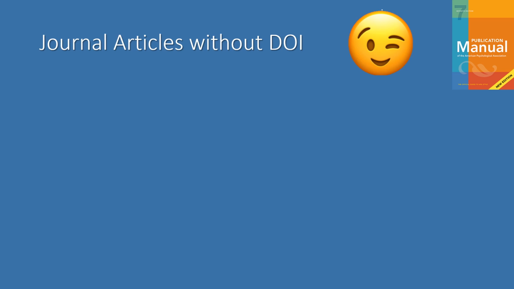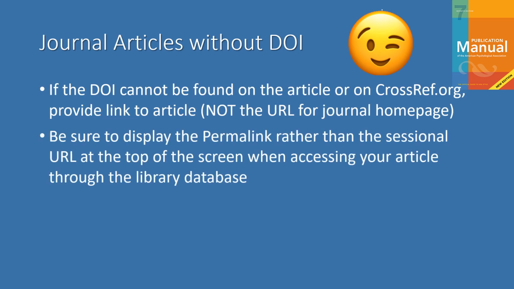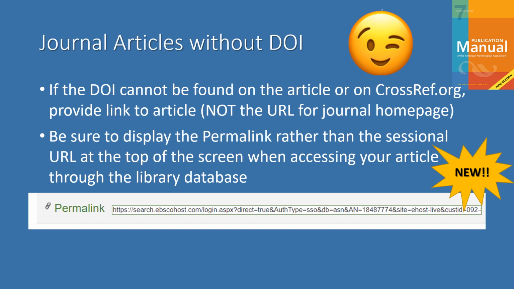When you encounter a journal article whose DOI is not on the actual paper, we still have to look it up on crossref.org. And if we can't find it on crossref.org, we have to put a web link. But that link is no longer the URL for the journal's homepage. That was the case for the 6th edition. Now you have to display the permalink that's associated with the article. So a direct link to the article is necessary, not the journal homepage.